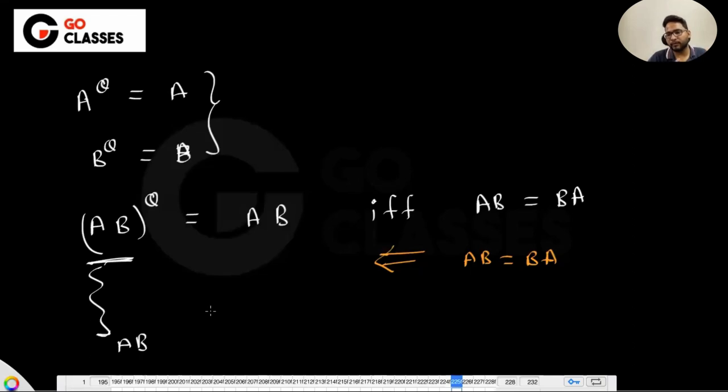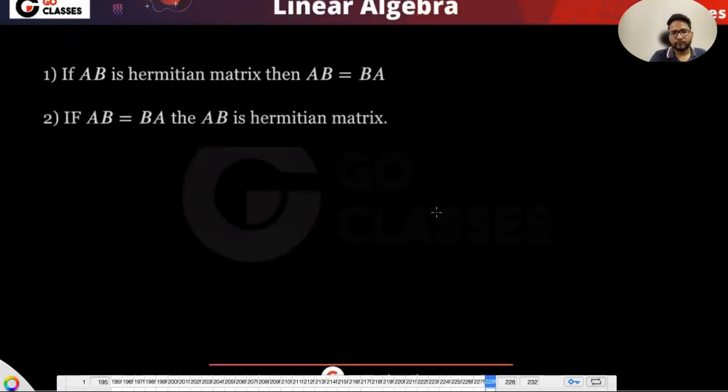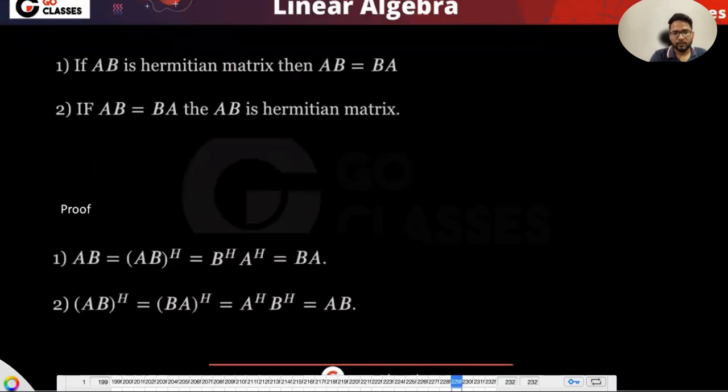You can have part one, part two, which means from here you can go to here, and from here you can go to here. You can do it in two steps, no problem. But what I'm saying is that in mathematics, in these kinds of equations, you just need to do one way. You do not need two ways. Okay, so this is the proof that we have.